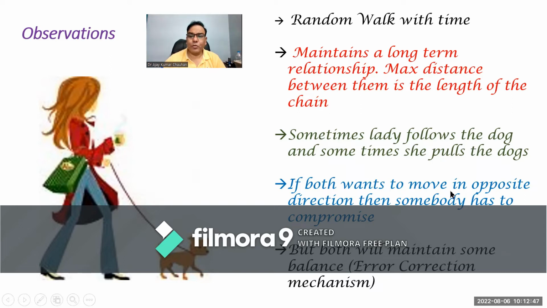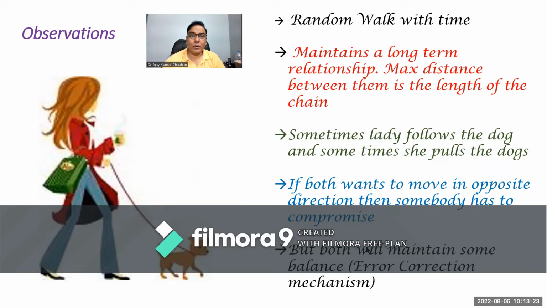If both want to move in opposite directions, then somebody has to compromise. But both will maintain the balance. This balancing is very important. If this balancing is absent, a long-term relationship is not there. So to maintain the long-term relationship, there must be some error correction mechanism. And this error correction mechanism is the guarantee of a long-term relationship.